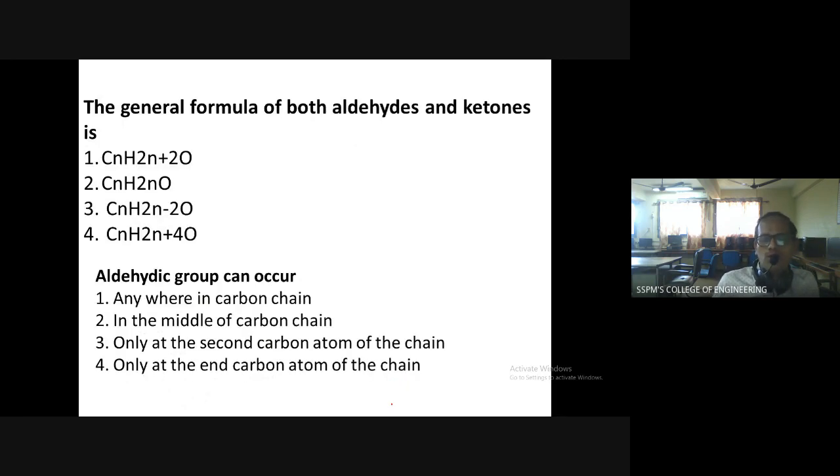Now let us turn to the questions asked in CET examination. Now fundamental question is the general formula of both aldehyde and ketones is. दोघांसाठी fundamental formula काय? So as I told you before, to write fundamental formula, you should be able to write at least one example. At least one example. You can take any example. Let us take one example of aldehyde. Suppose first aldehyde is HCHO. The first aldehyde, formaldehyde.